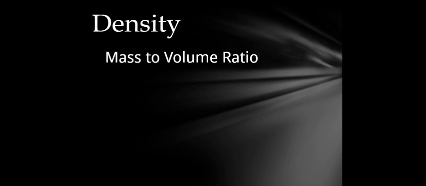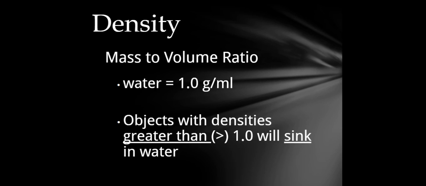Density. Now, density is going to be a mass to volume ratio. So it is the amount of mass per unit volume. And it is going to be a derived unit because we're going to have to know both mass and volume in order to calculate the density. Again, I said water has a density of 1 gram per milliliter. Okay, so we judge a lot of things based on water. Is it denser or more dense, or is it less dense than water? Objects with densities greater than 1 will sink in water. So obviously, objects that are less than 1 will float.